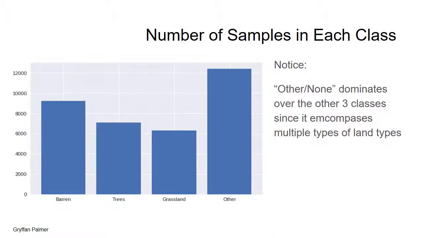Before building out and training our VGG model, we wanted to get an idea of the distribution of the data. To do this, we built a histogram that shows the number of samples that belong to each class, and the histogram contains both training and testing data. So as you can see from the histogram, roughly 35% of the data consists of other land type. And this is more than likely due to the fact that other encompasses many land types in one class, whereas the other 3 classes are all single land types.